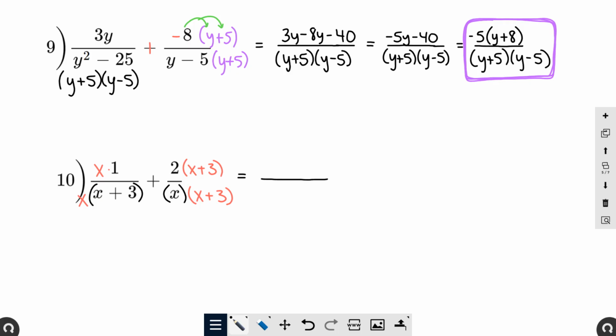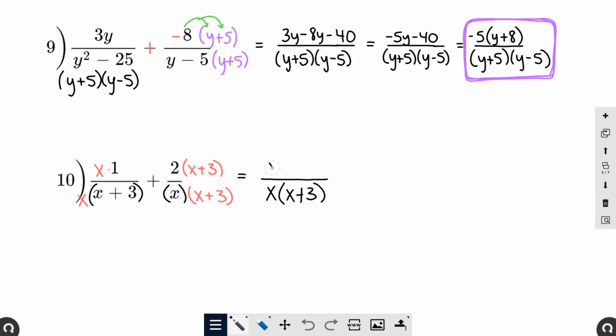But really, what are we multiplying by? 1. What's x divided by x? Well, it cancels out. It's just 1. What's x plus 3 over x plus 3? 1, because it cancels out. So our common denominator is x and x plus 3.